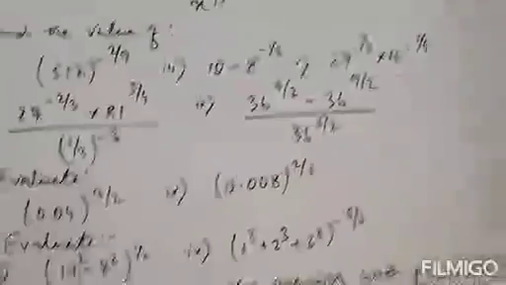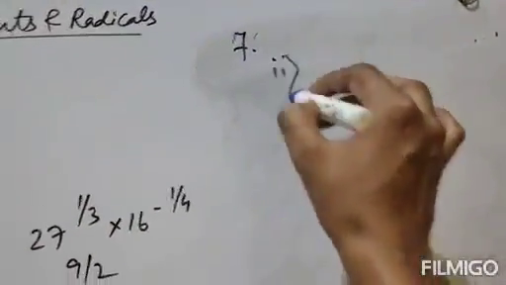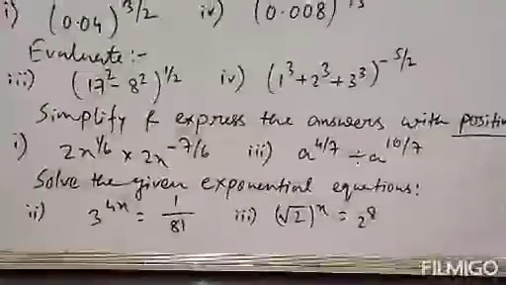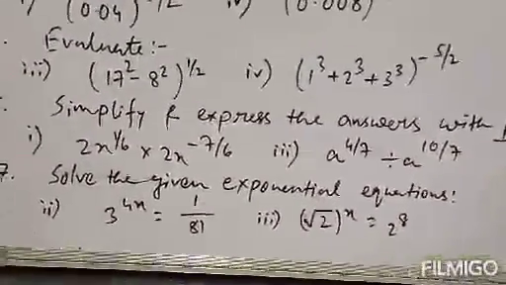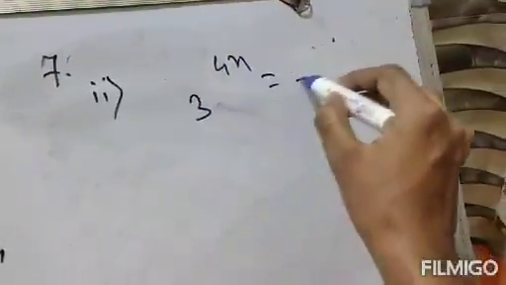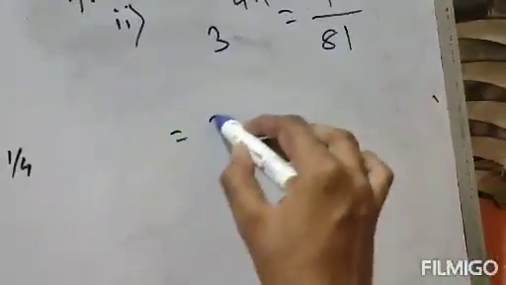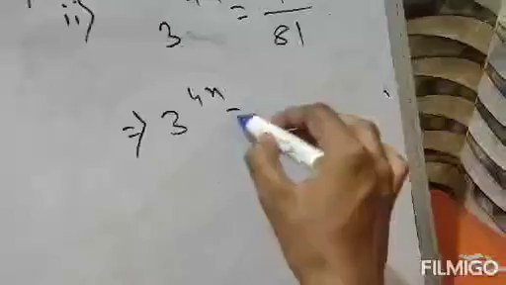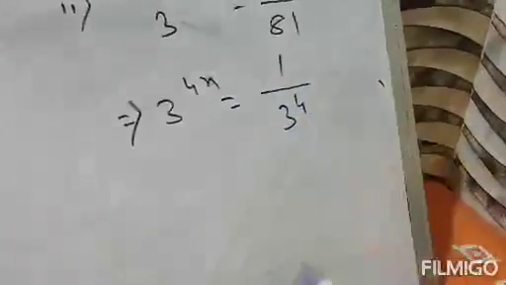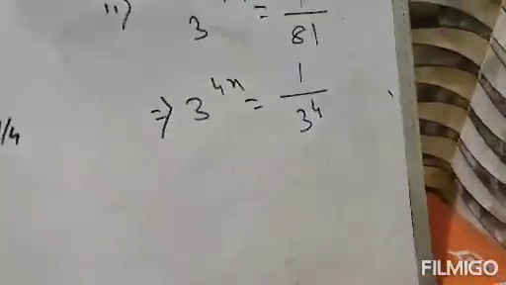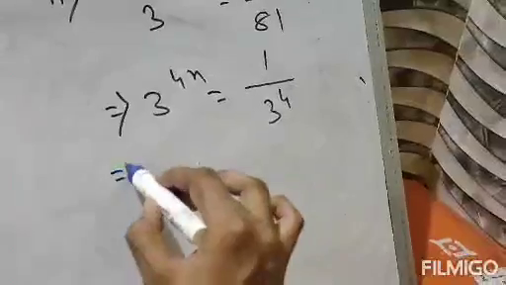Next question. Last question. Question number 7-2. The instruction is to solve the given exponential equations. So we have to solve 3 to the power 4x equals 1 by 81. Now 3 to the power 4x equals 1 by 3 to the power 4, since 81 is 3 to the power 4.